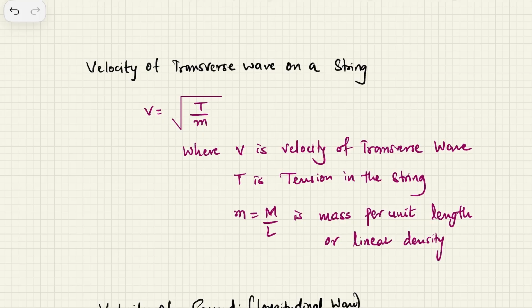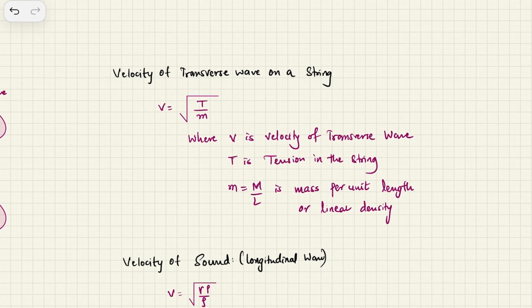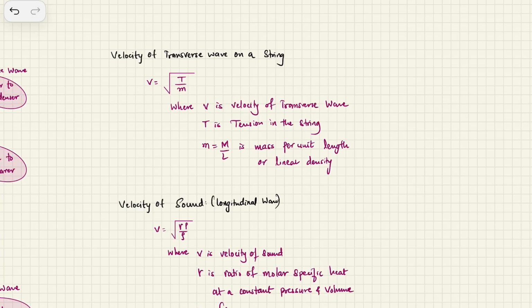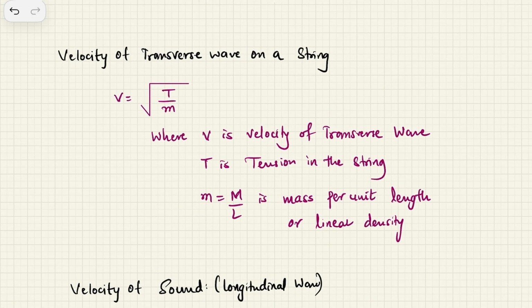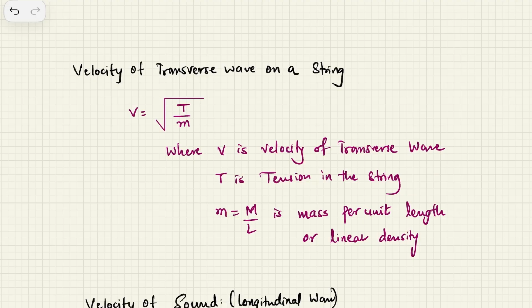Now we are doing the topic on waves, and in the past 5 to 10 videos we have been discussing waves. Today we are going to discuss a very small topic. Today's video is going to be very small: the velocity of a transverse wave and the velocity of sound, that is, the longitudinal wave. Why am I doing this topic separately? Because I want to start harmonics and overtones and vibration of the string in the coming videos. That's the reason I've taken this up.